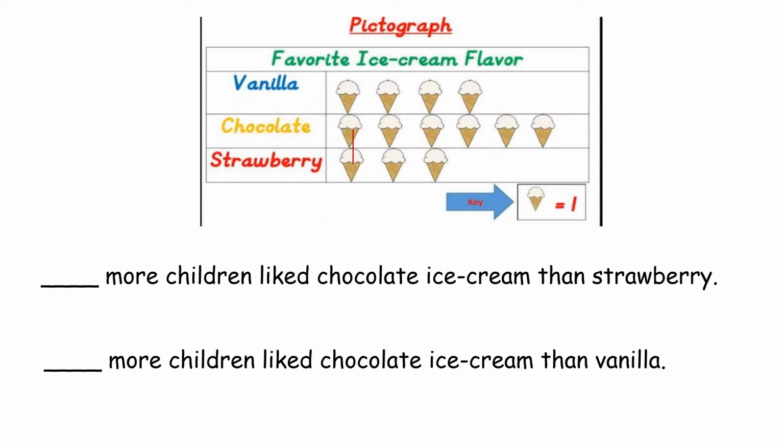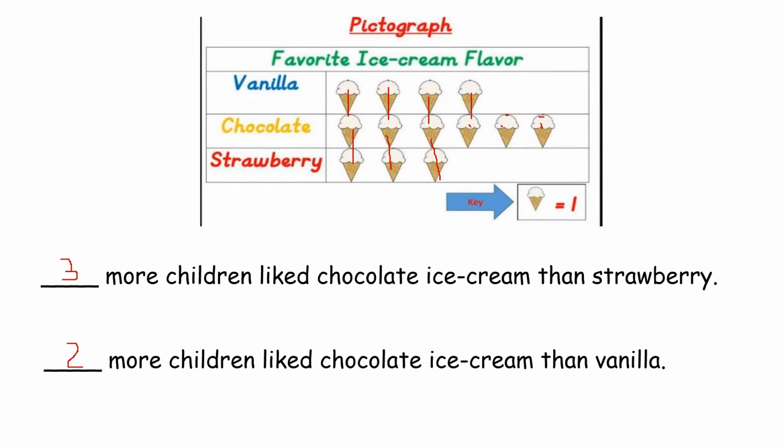And remember in our last lesson we matched the ice creams and how many more we had. We had 1, 2, 3. We had 3 more children who liked chocolate than strawberry. And then how many more children liked chocolate than vanilla. So we matched our chocolate and our vanilla. And how many extra we had? We had 1, 2. So we had 2 more.